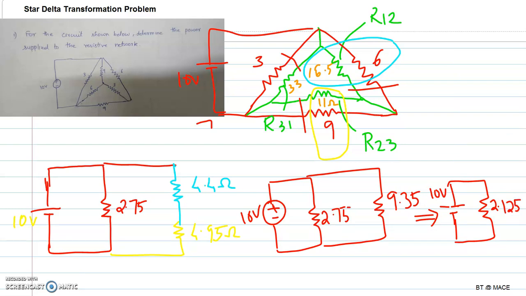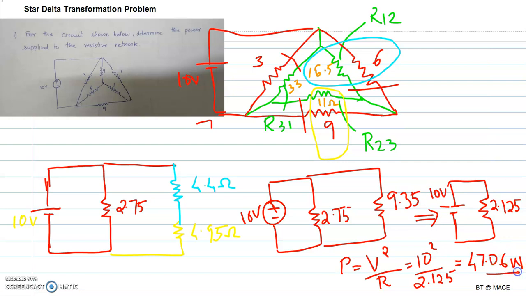So therefore power is nothing but V square by R, that is 10 square by 2.125. So you'll be getting it as 47.06. Unit of power is watts. So always remember to write the corresponding units whenever you are doing the problem. So this is how we solve the problem in star delta.